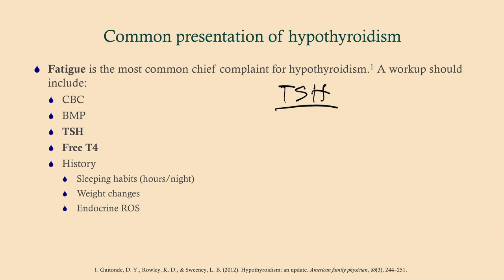One of them is a CBC. We're looking for anemia. Anemia is a big cause of fatigue. Unfortunately, some of the causes of hypothyroidism can also cause anemia. So what you may see here is a normocytic anemia. However, if you're dealing with a young woman, and a lot of these patients are women, particularly Hashimoto's, you may see an iron deficiency anemia or a microcytic anemia, and so you would want to work that up with an iron panel. So that's important to get.